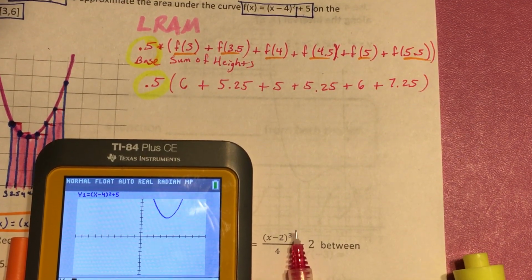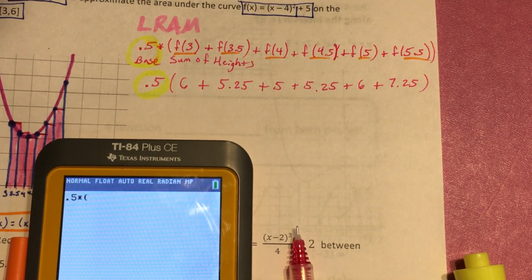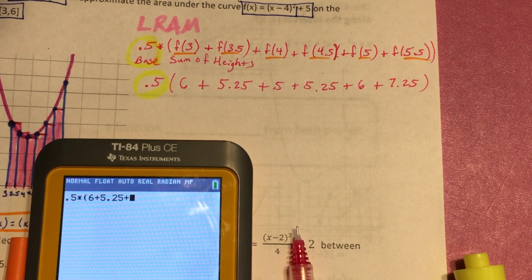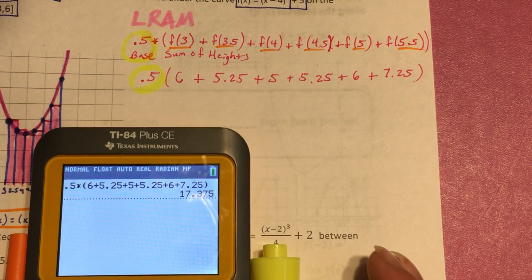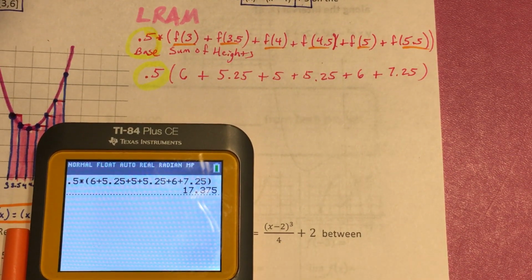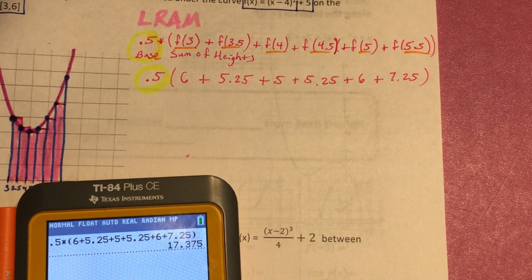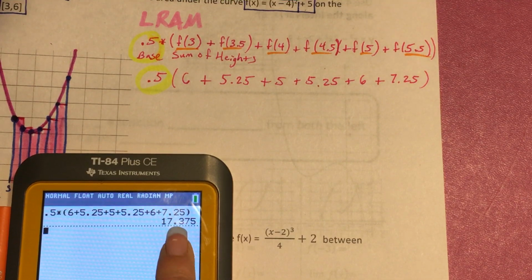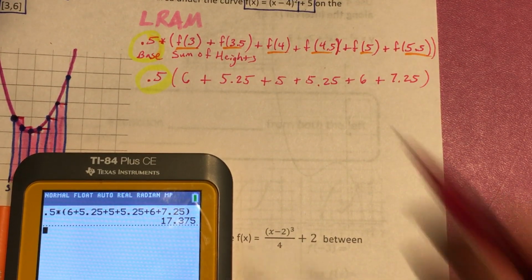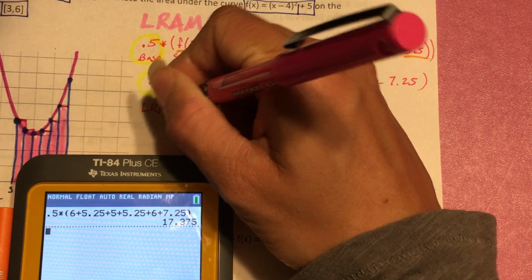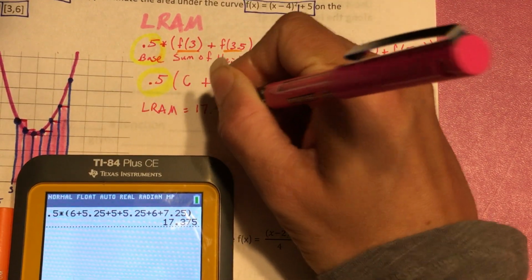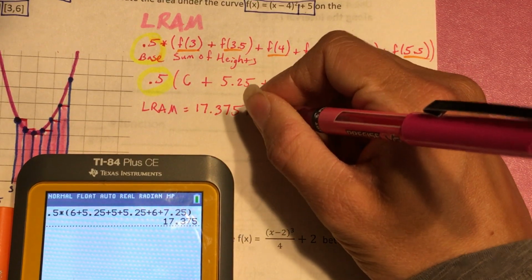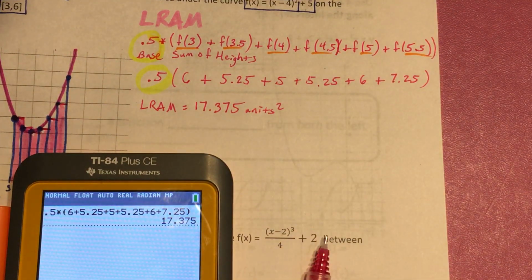So going back to my home screen, I'm going to do 0.5 times the sum of 6 plus 5.25 plus 5 plus 5.25 plus 6 plus 7.25. And that gives me this nasty little decimal. And folks, I am not going to round it. Yes, this is an approximation. It is already inexact, but these were exact values from the function. So we are going to leave this as an exact value. So our LRAM is equal to 17.375 units squared, since it is area.